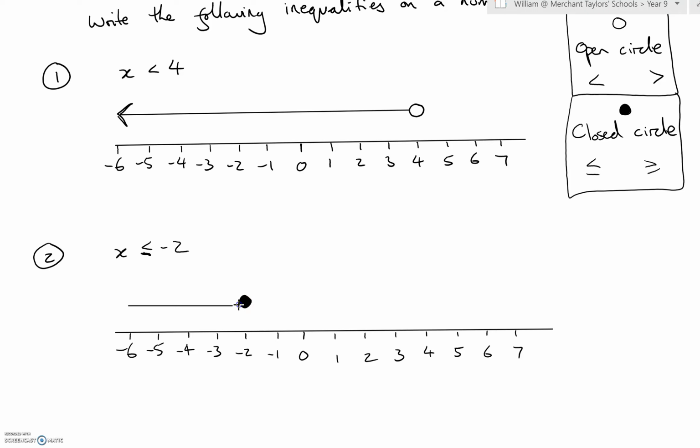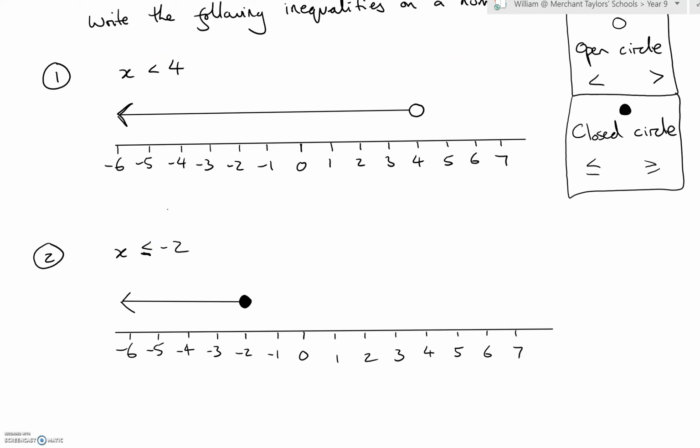And again, you've got your rulers, so it should be a bit neater than mine. Extend to the end of the number line. And then an arrow to point in that direction. And that's how we indicate any values less than or equal to -2. A closed circle, because we've got the equal to bit. See the difference? This one doesn't have the equal to, open circle. This one does have the equal to, closed circle.